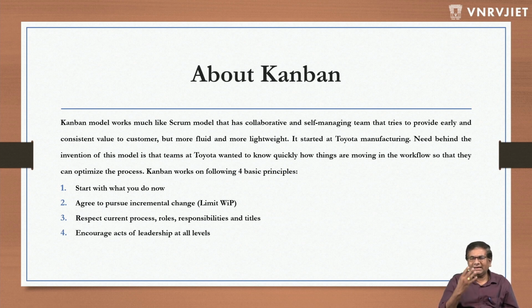So there are basically four principles based on which Kanban works. Start with what you do now. Agree to pursue incremental change, like WIP, work in progress. That is, limit WIP. Respect current process, roles, responsibilities, and titles. Encourage acts of leadership at all levels.